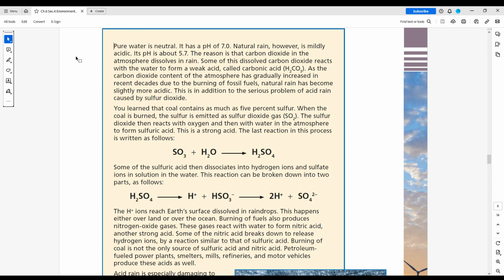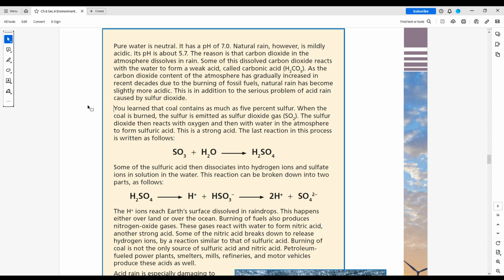As the carbon dioxide content of the atmosphere has gradually increased in recent decades due to the burning of fossil fuels, natural rain has become slightly more acidic. This is in addition to the serious problem of acid rain caused by sulfur dioxide.